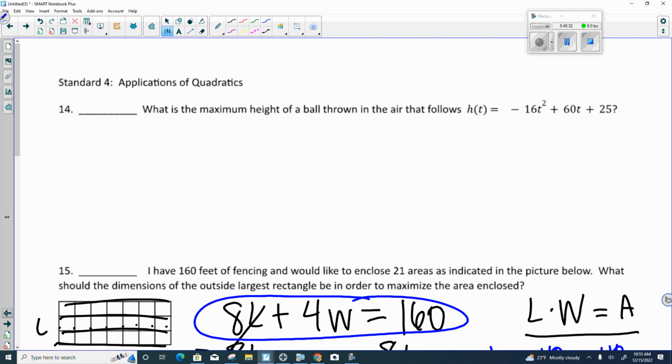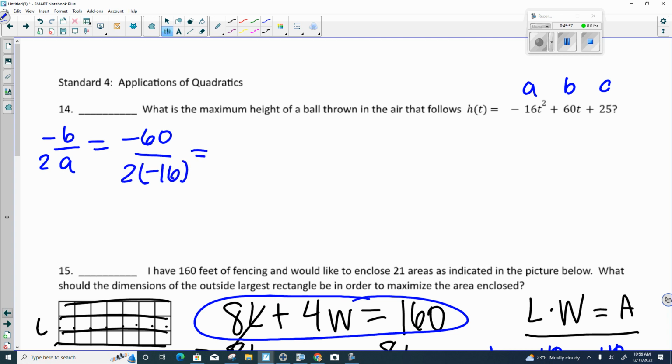From standard form, negative b over 2a will give you the axis of symmetry, or your x. So if you also don't remember, this will be up here. So a, b, c. We start finding this maximum. I'm finding the vertex, negative b over 2a. So negative 60 over 2 times negative 16.